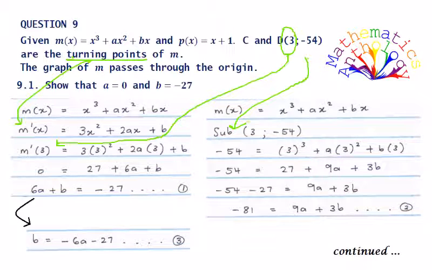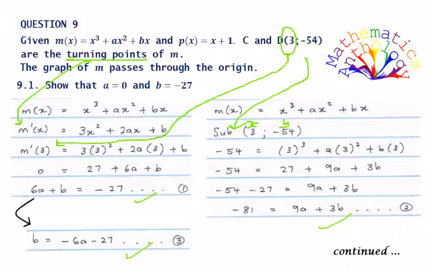Now usually when they're asking us to solve for two variables, we use simultaneous equations. So let's set up our two equations. The first equation we use is the derivative of M, because they gave us one of the turning points of M. So let's find the derivative of M. M prime of x will equal 3x squared plus 2ax plus b as it stands.